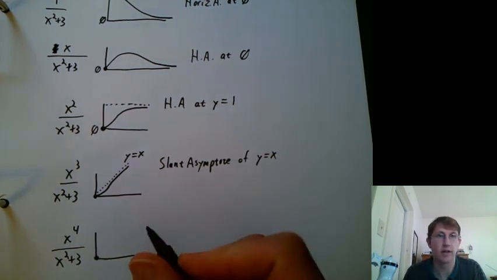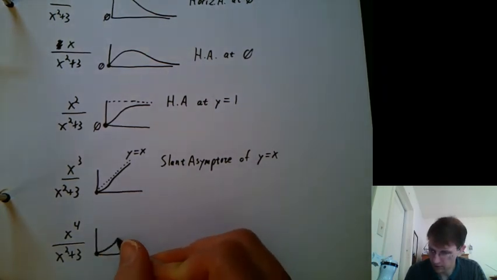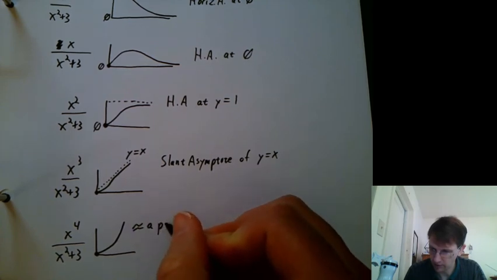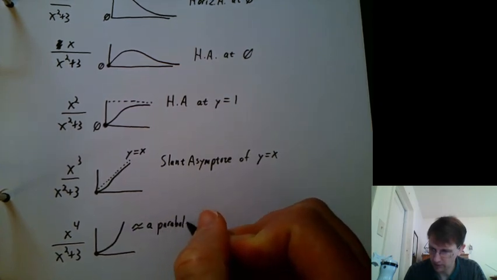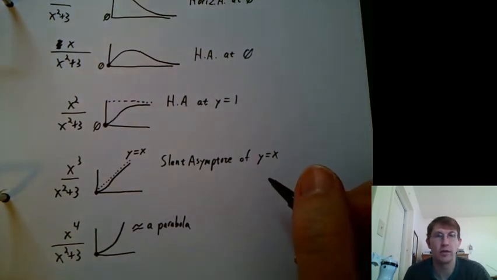Well, again, for large x, the plus 3 doesn't really make much of a difference. You basically have x to the 4th over x squared, which is going to be basically like a parabola. I guess you could say it's a parabolic asymptote. I'm not sure if anyone says that, but you could be the first.